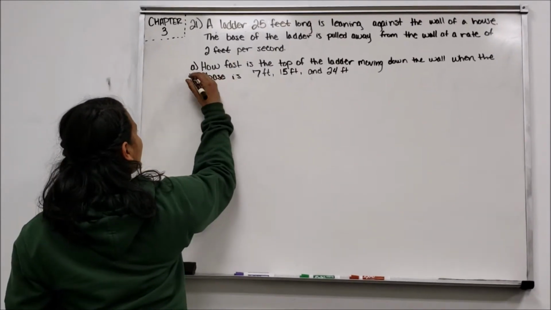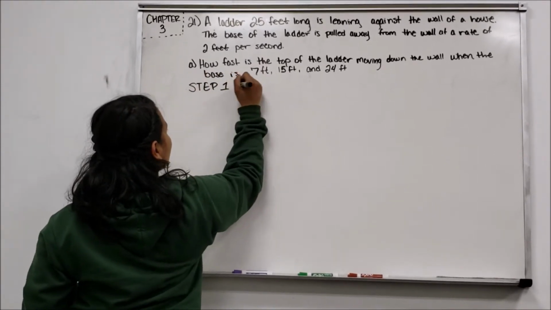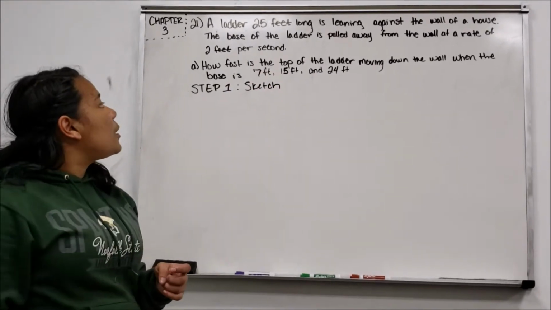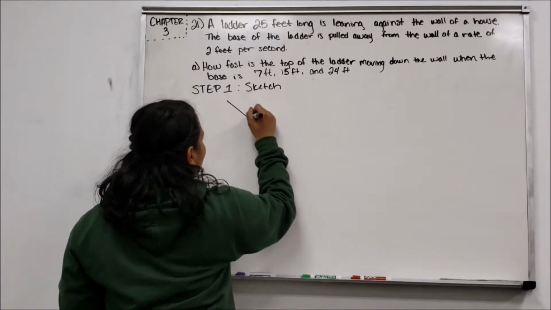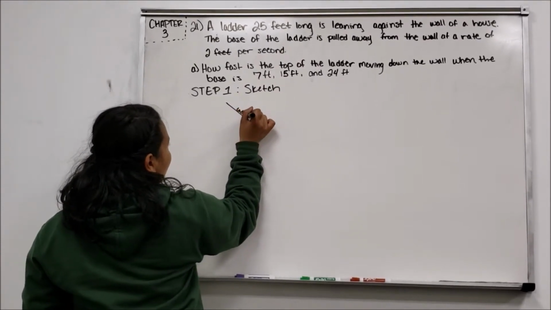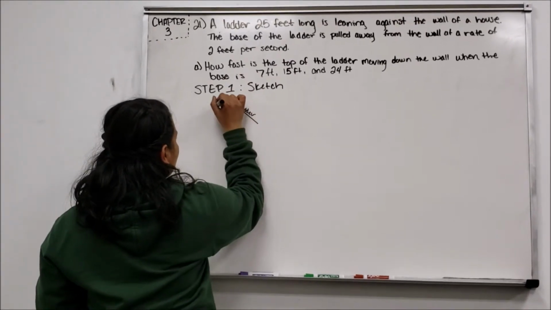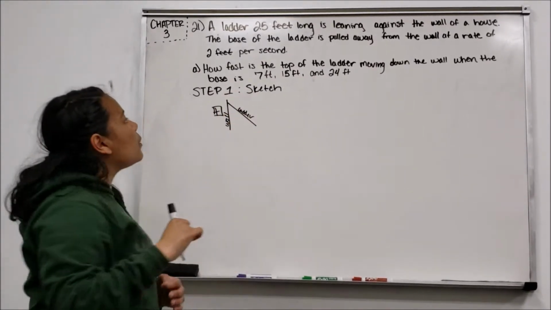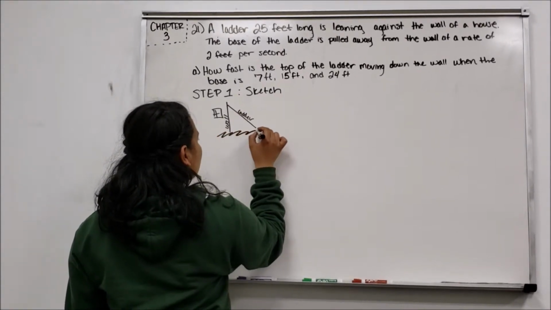So, the first step, of course, is to sketch. So, step 1 is to sketch. Reading this, they say that we have a ladder. So, we have a nice looking ladder here, and this is going to be our ladder. And we have a wall of a house. So here's our house. We got this window. This is a nice little wall. Then we also have a base, which we can call the grass. So here's our base.